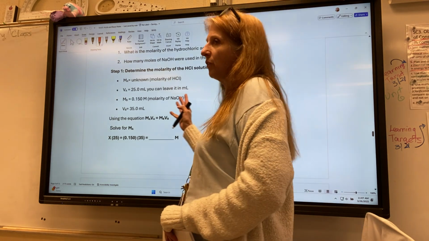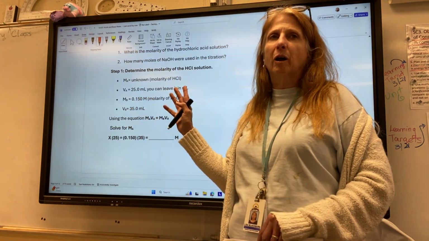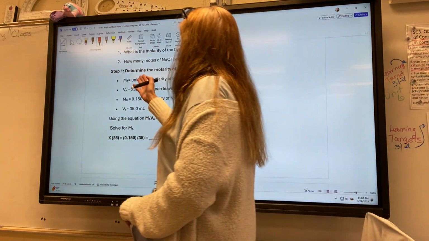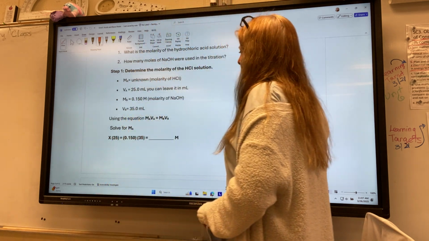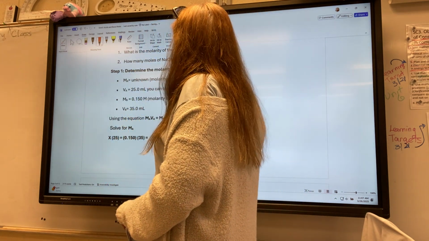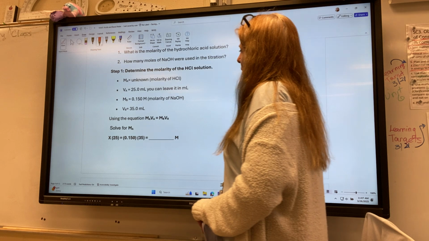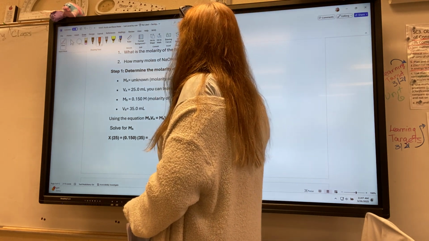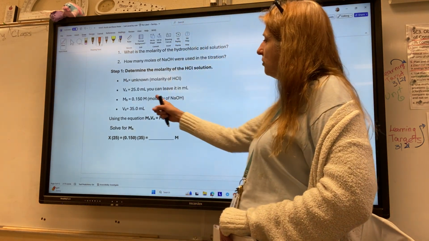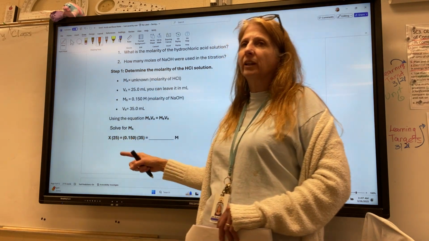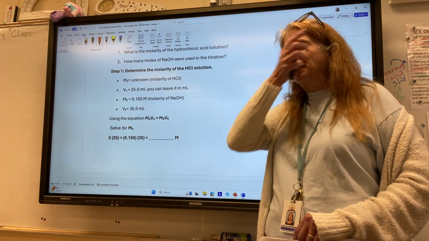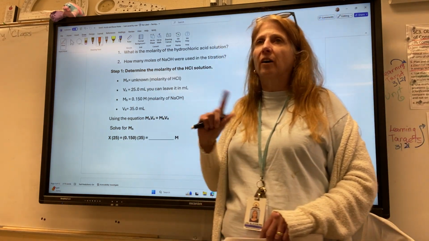First, you label your knowns and unknowns. We've done this in every problem going back to honors, haven't we? So the molarity of HCl, we don't know. That's our X. All right, we have our volume of acid, our volume of base, and our molarity of base. Notice you can leave these as milliliters. You don't have to change them to liters because it's a ratio, and with ratios, you don't have to bother with that.